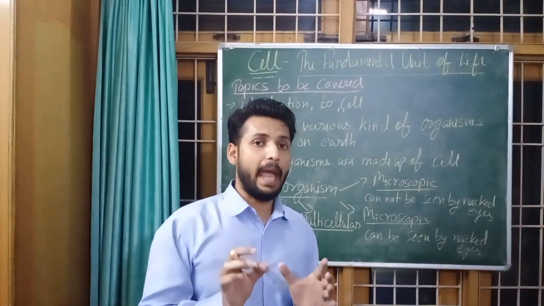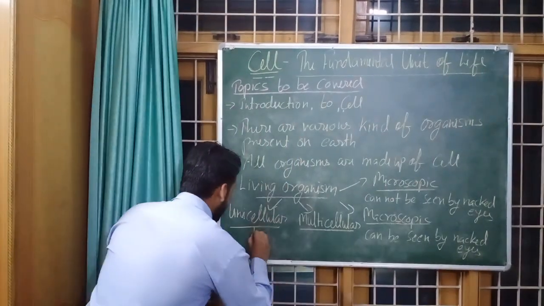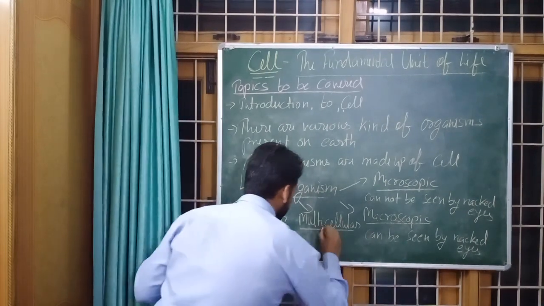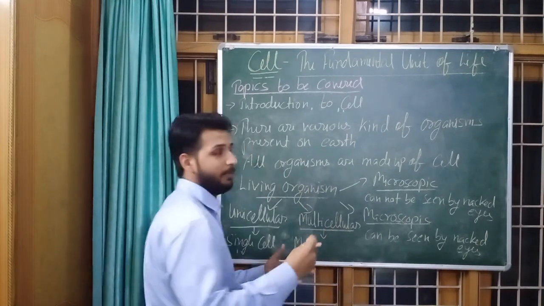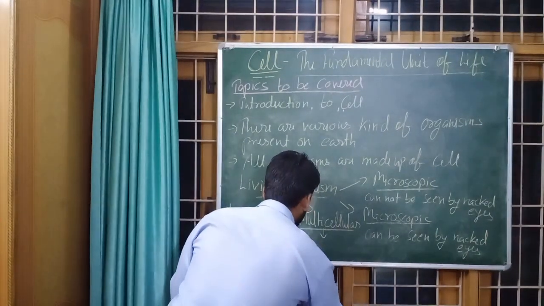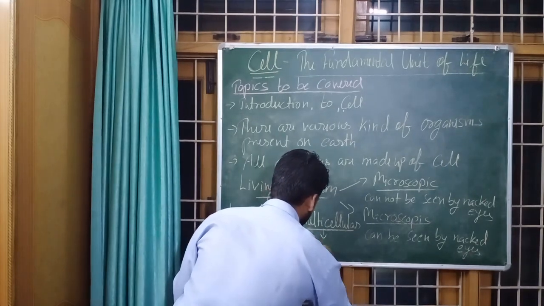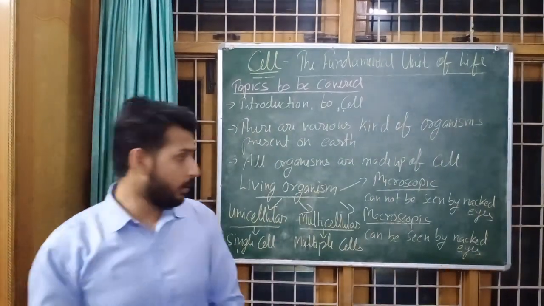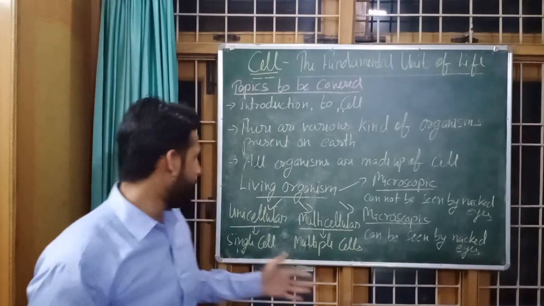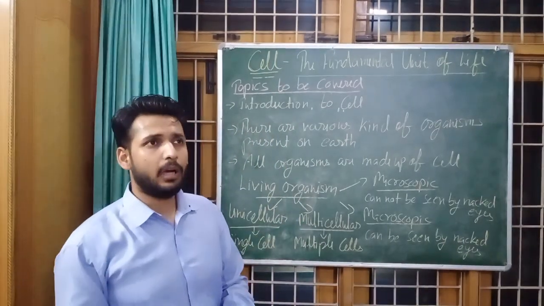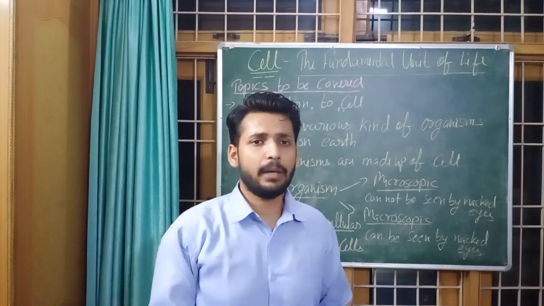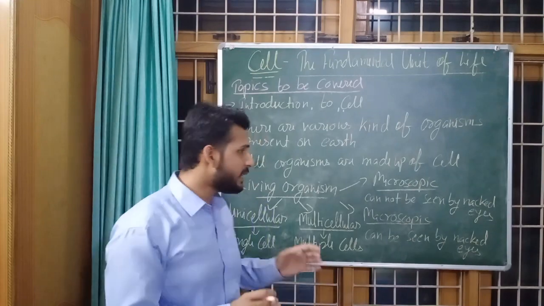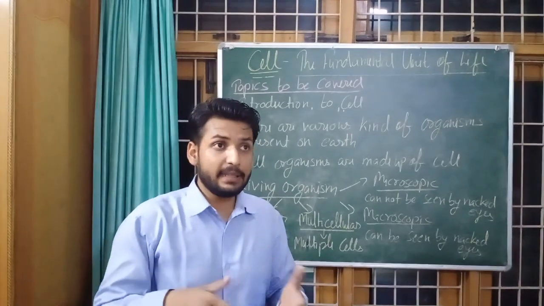Unicellular, uni means one and cellular means cell. So here it is made up of single cell, and multicellular means many, and it is made up of multiple cells. So we are taking an example of, you can say, unicellular microscopic like amoeba, paramecium. These are some of the examples of unicellular microscopic organisms which we cannot see through our naked eyes. These are made up of single cell only, and these are living also.